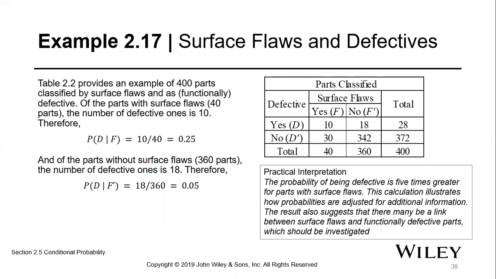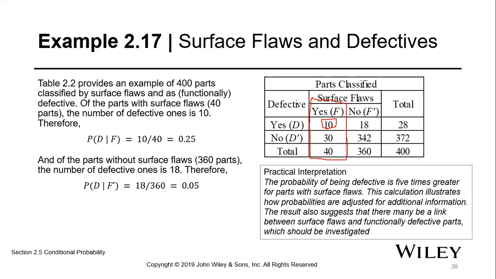So in here, we have parts classified by surface flaw. Does it have a surface flaw? Yes, no, F, complement of F. Is it defective? Yes, no, D, complement. So we want to know the probability that we have a defect given a surface flaw. What we do with this, a lot easier than it seems, is we just take the table and only care about this part, because we care about whether this event right here occurs given the fact that you have a surface flaw.